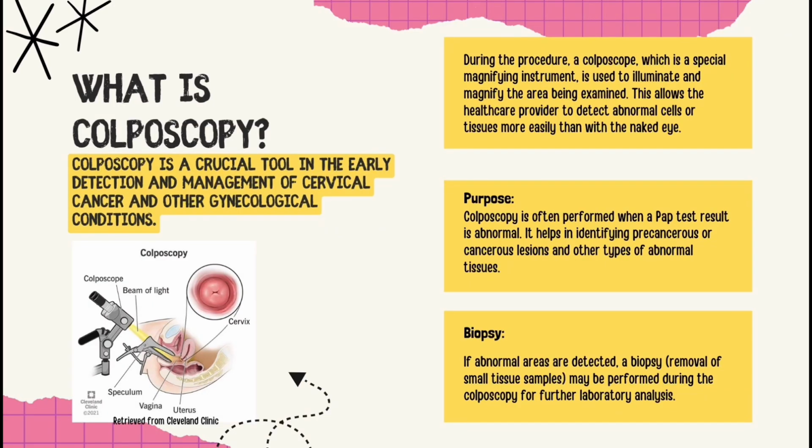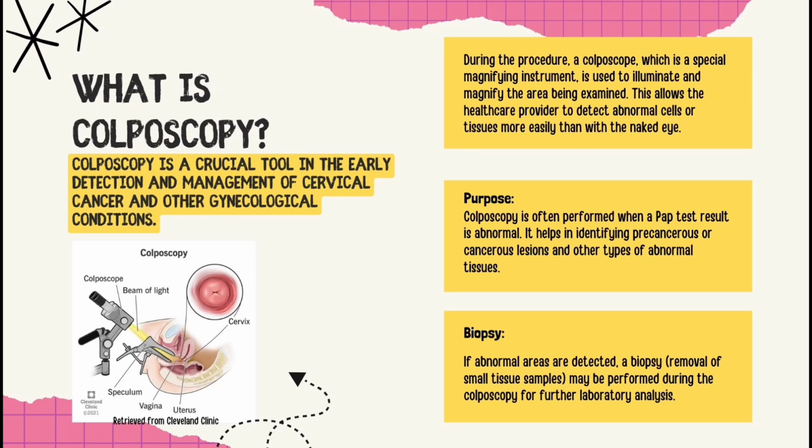What is colposcopy? It is a very important procedure to detect and for early management of cervical cancer. An instrument called a colposcope is a magnifying instrument to magnify the area examined, the cervix. Using this, the examiner can easily detect the abnormal cells.